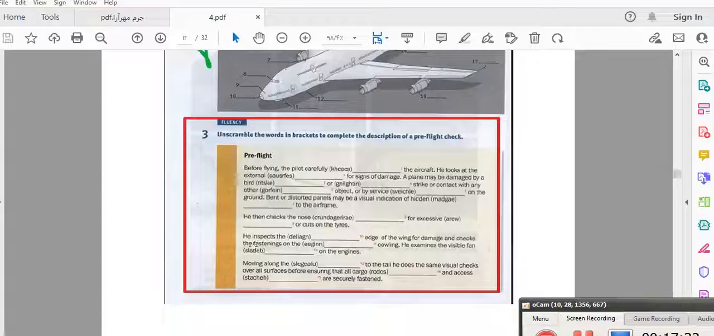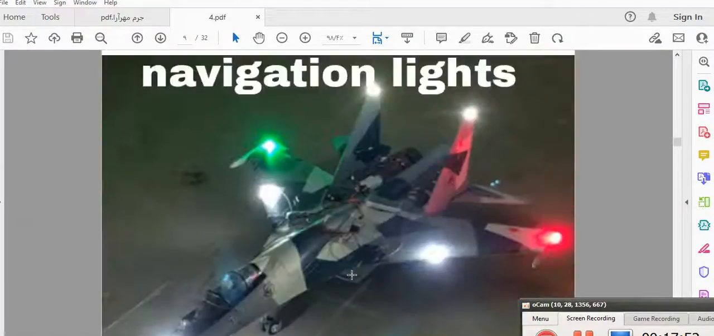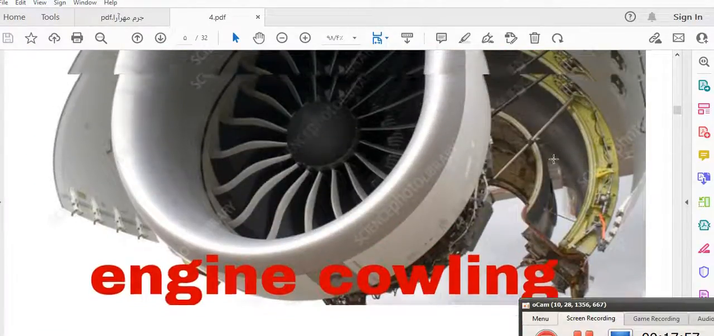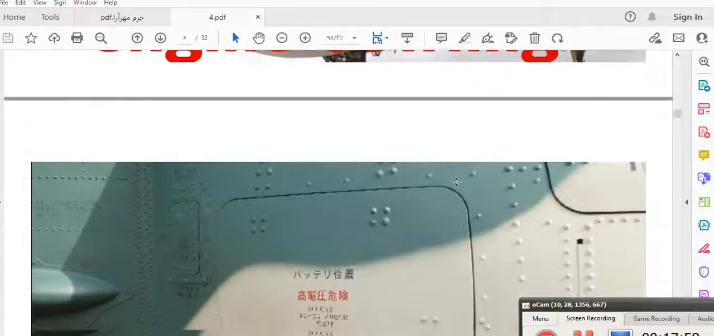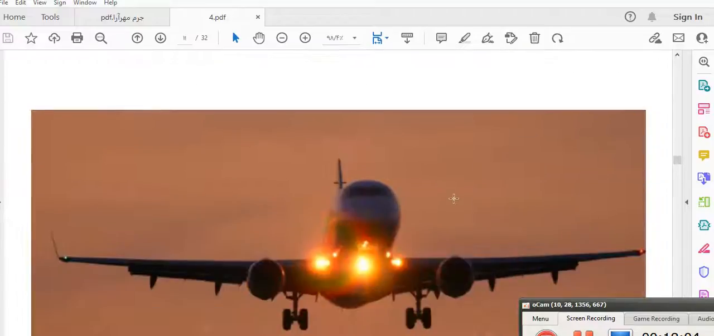Let's go. He inspects the leading edge of the wing for damage and checks their fastening on the engine cowling. Do you remember engine cowling? I showed you. Where is the engine cowling? The cover of the engine. Do you remember? You should keep them in your mind. Okay?